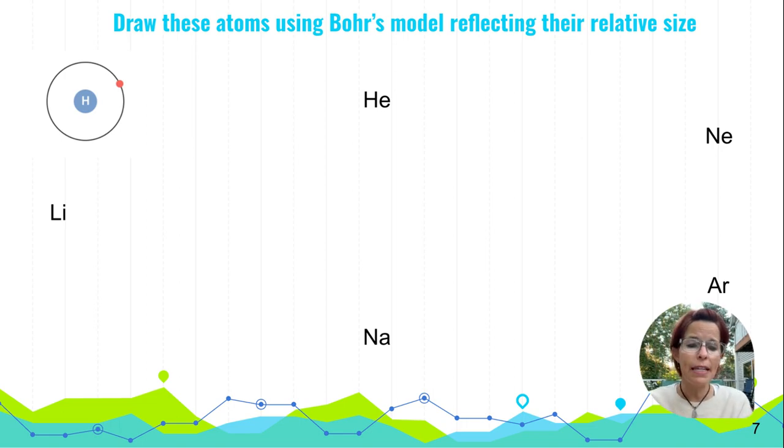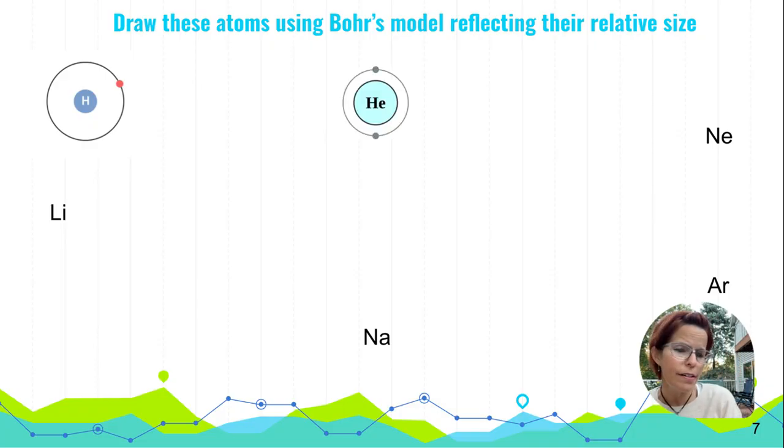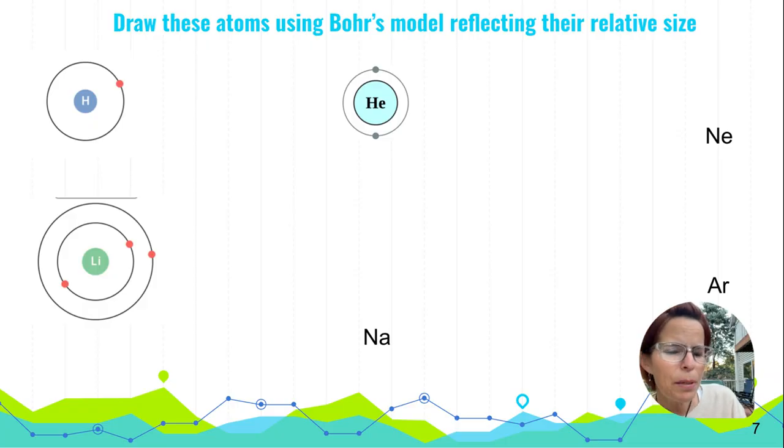The next one would be helium that has 2 protons and 2 electrons, and we're going to draw it just a smidgen smaller than hydrogen. That's because its nucleus is more attractive. Then we'll go down a row to lithium. Lithium is going to be bigger. Lithium has a stronger nucleus, a more attractive nucleus than helium does.